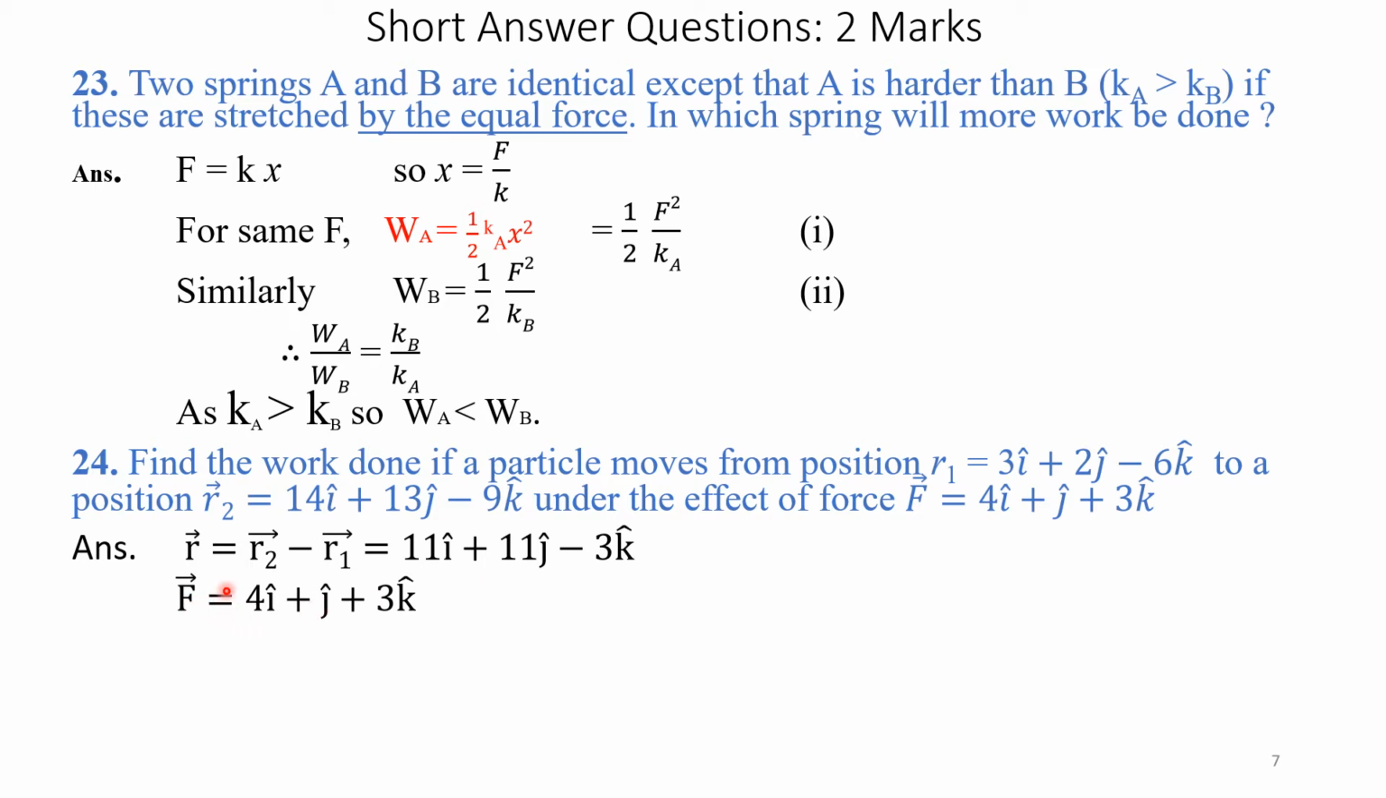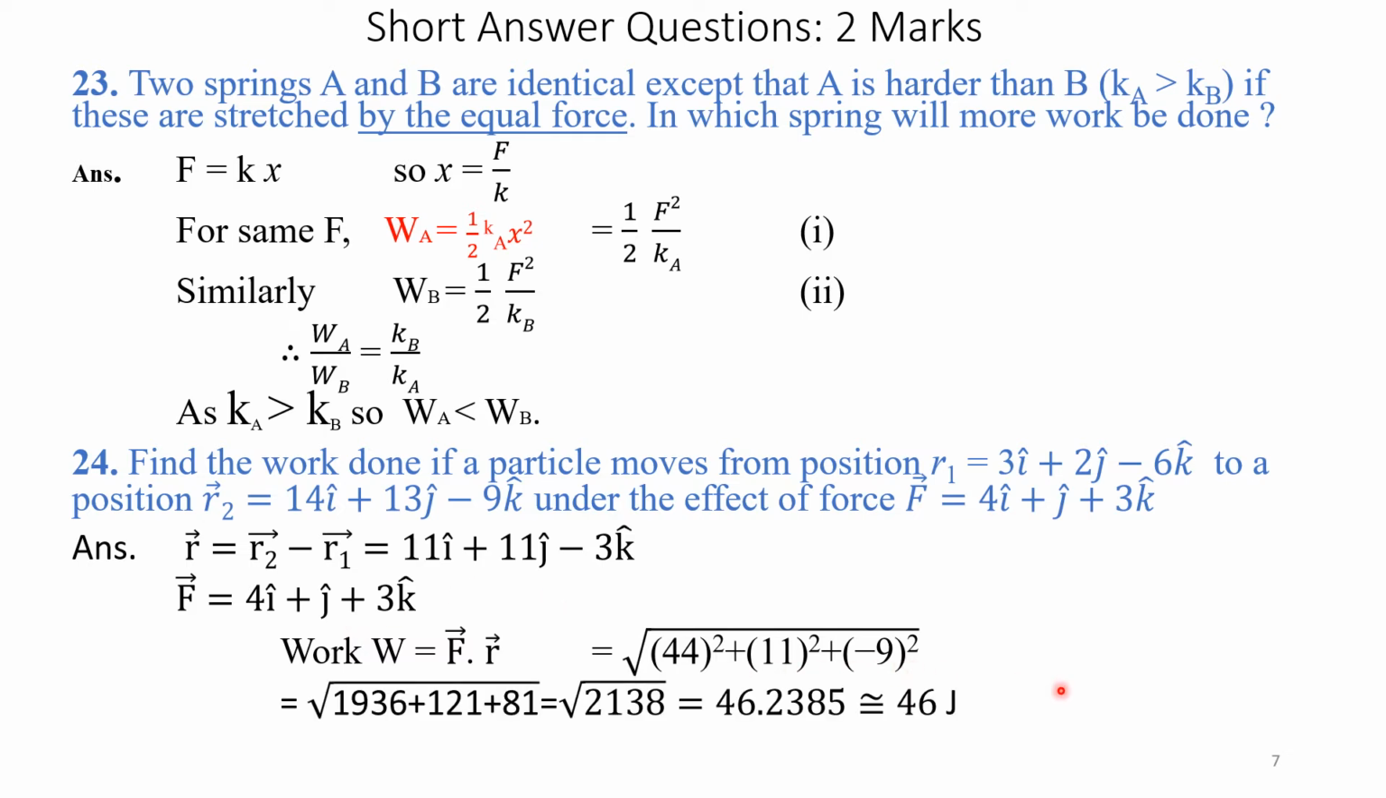Work is W equal to F dot R, where F is 4i plus j plus 3k. Therefore, we have to take the dot product of this vector with this vector. So we get 4 into 11, 44, plus 1 into 11, 11, plus 3 into minus 3, that is minus 9. So the answer we get is 46 J.